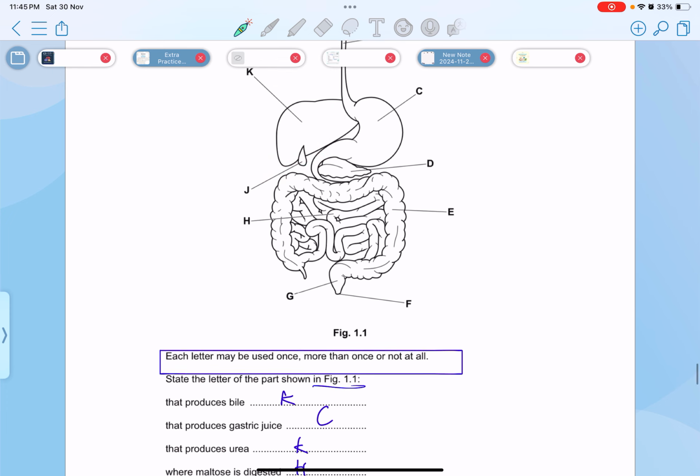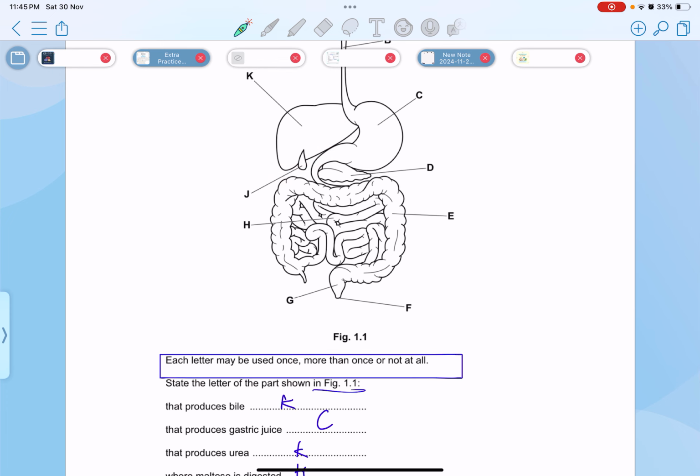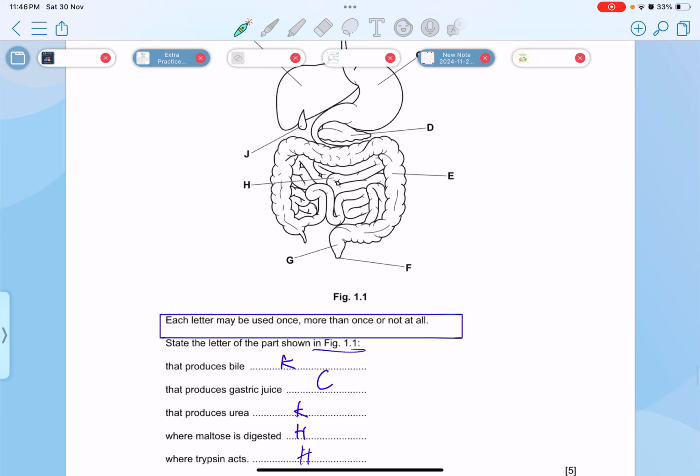Where maltose is digested, we know that maltose is digested at the end part of the small intestine, which is called the ileum, but here it's only pointing one letter in the small intestine, which is H. So I'm going to just put H. Where trypsin acts. Trypsin acts in the small intestine, however, it's in the duodenum. It's the part of the small intestine that's near the stomach. Because of that, we also choose H, because we still have a letter pointing for the whole small intestine, so we use it for both.